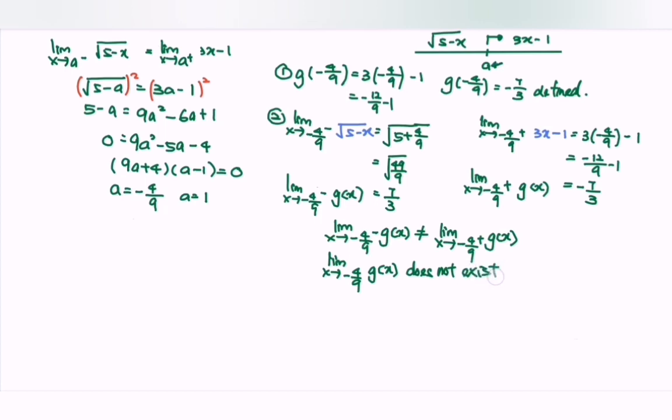Then for the conclusion, g(x) is discontinuous at a equals negative 4 over 9. So that is the first part, negative 4 over 9.